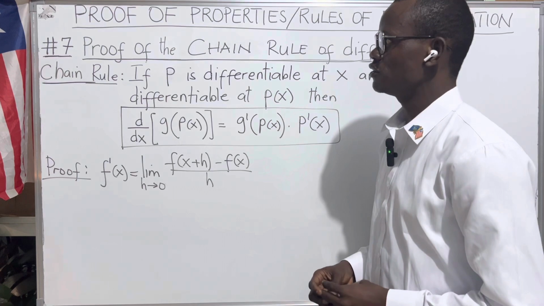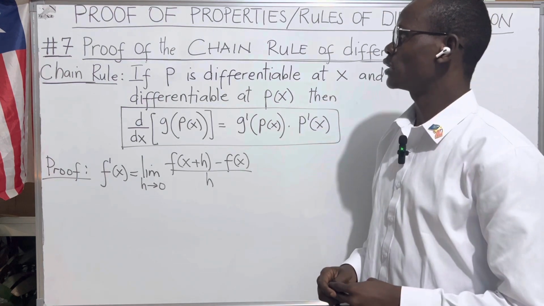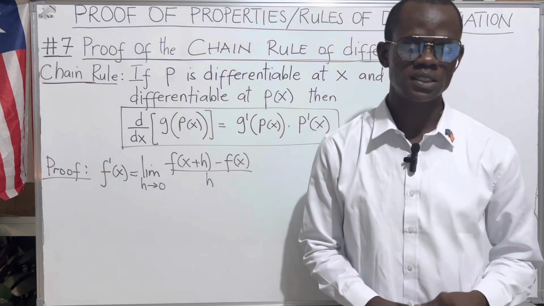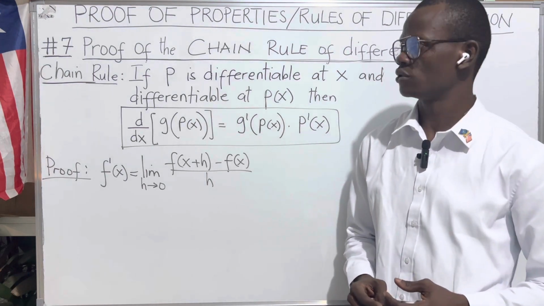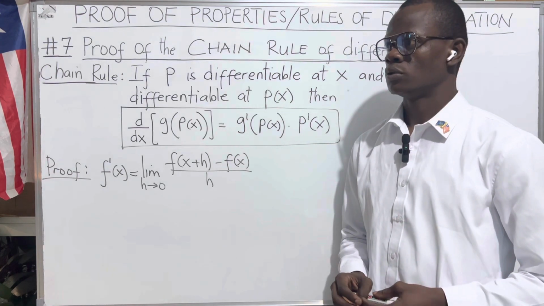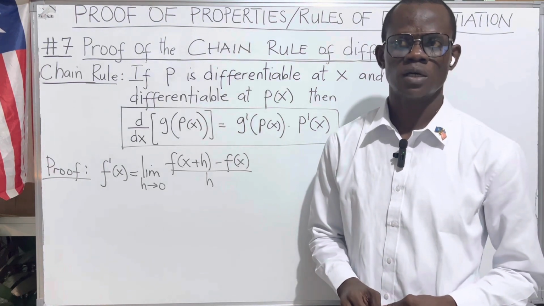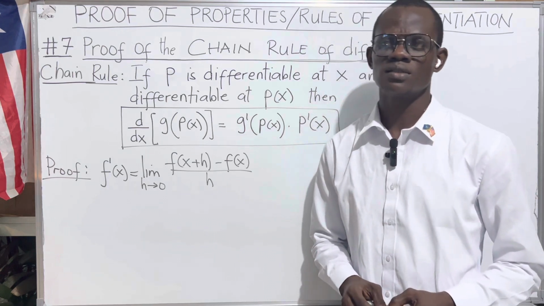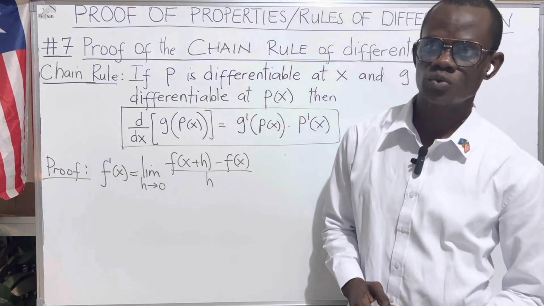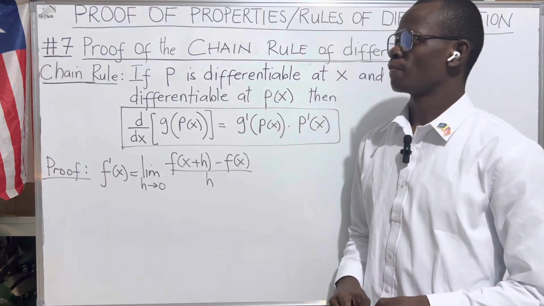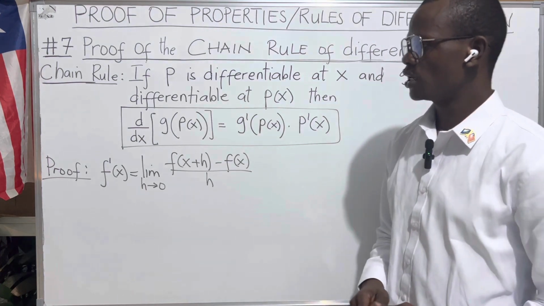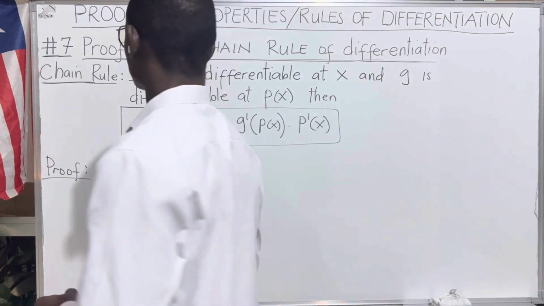And in today's video, I will be looking at the continuation of the proof of the properties, or the rules, of differentiation. In the previous video, we did the proof of the constant rule, the constant multiplier rule, the sum or difference rule, the product rule, and the quotient rule, and we want to do the chain rule. So let's see how this works.